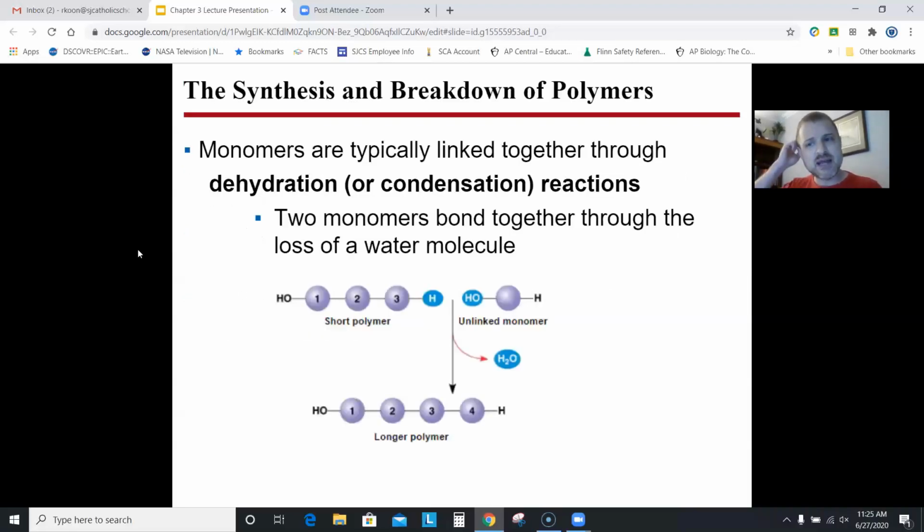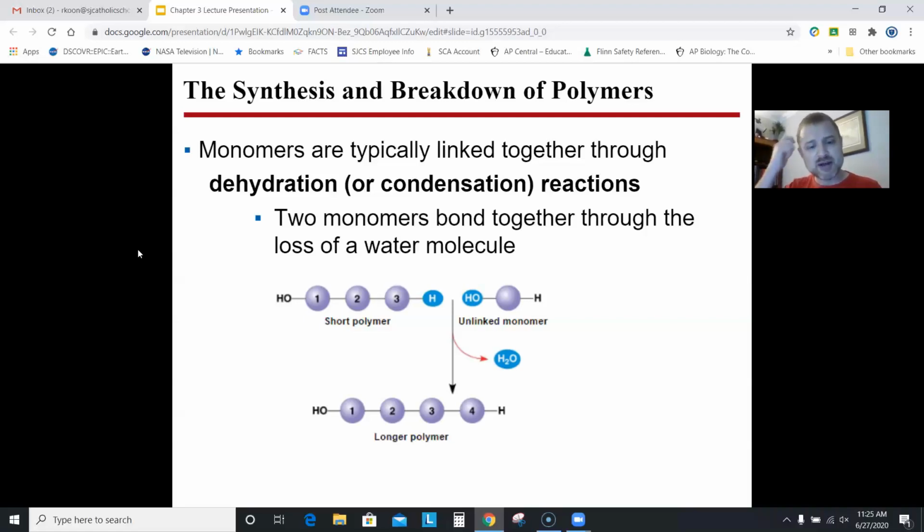What I do want to go ahead and do now is talk about the kinds of reactions that make polymers or that break them down. And this is super important. This is something that you need to know very well. So if I want to link two monomers together, the reaction's called a dehydration, or some textbooks call them condensation reactions. And you call them that because they give off water, right?